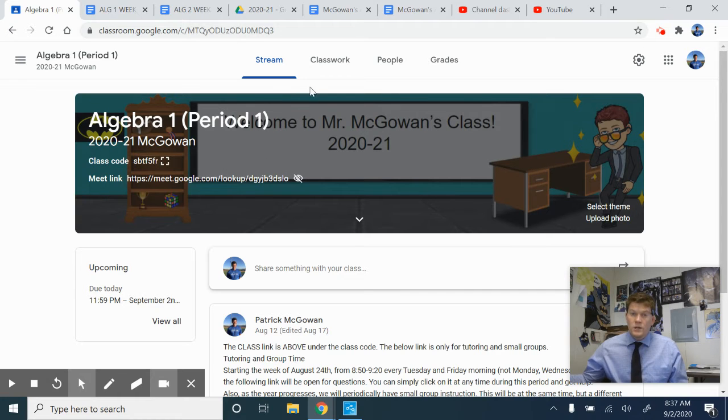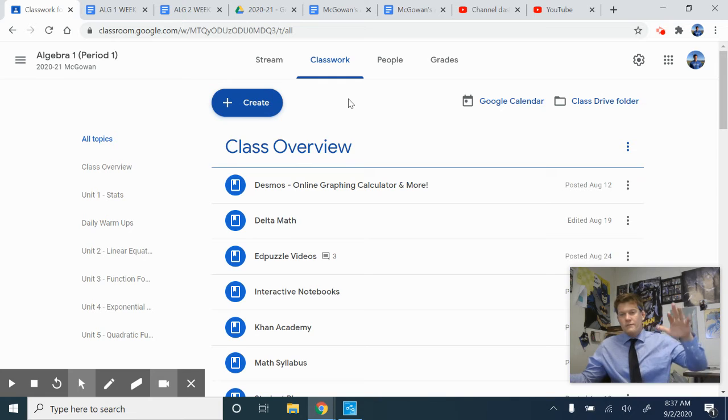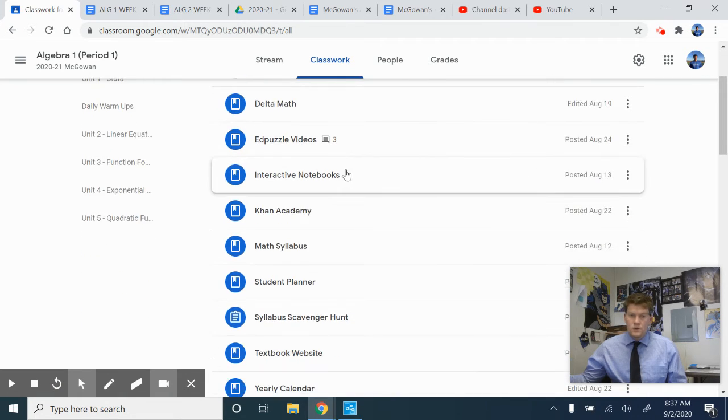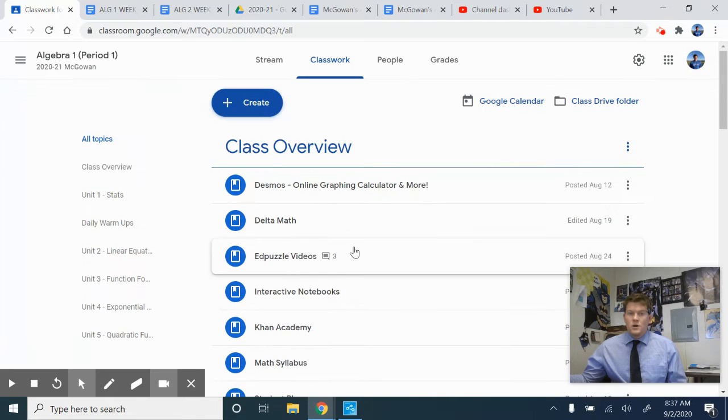The majority of our class is under the classwork tab. And this is where I try to have everything organized to keep it clear, not just for me, but for the kids as well. So the first header I have is class overview, and that's just a lot of our resources, math syllabus, student planners, textbook website, our yearly calendar. It's all there under class overview.